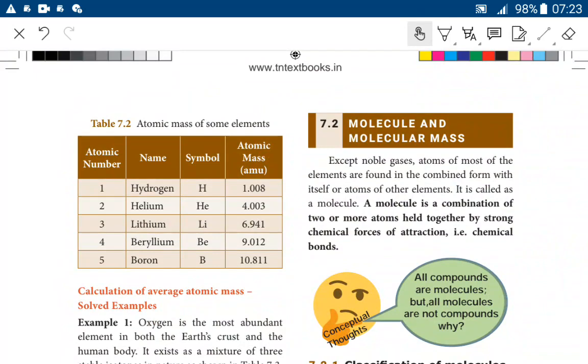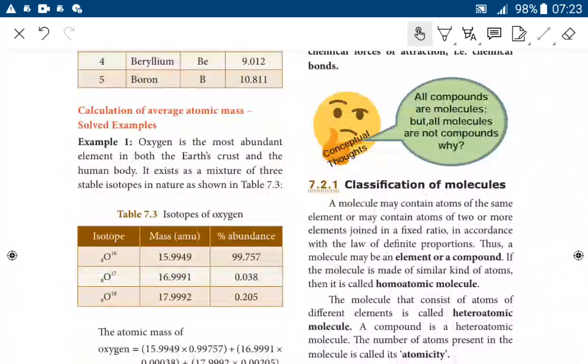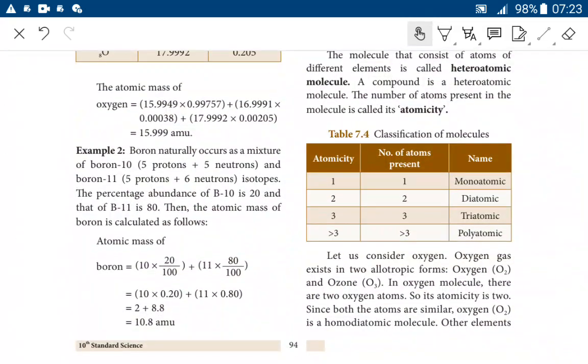And next, molecule. It is a combination of two or more atoms, maybe the same kind of atom or different kinds of atom. If you have the same kind of atoms, it is called a homoatomic molecule. Different kinds of atom combined to form a molecule means heteroatomic molecule. And also, the number of atoms present in a molecule is termed as atomicity. Based on the atomicity, classification is made like monoatomic, diatomic, triatomic, polyatomic.